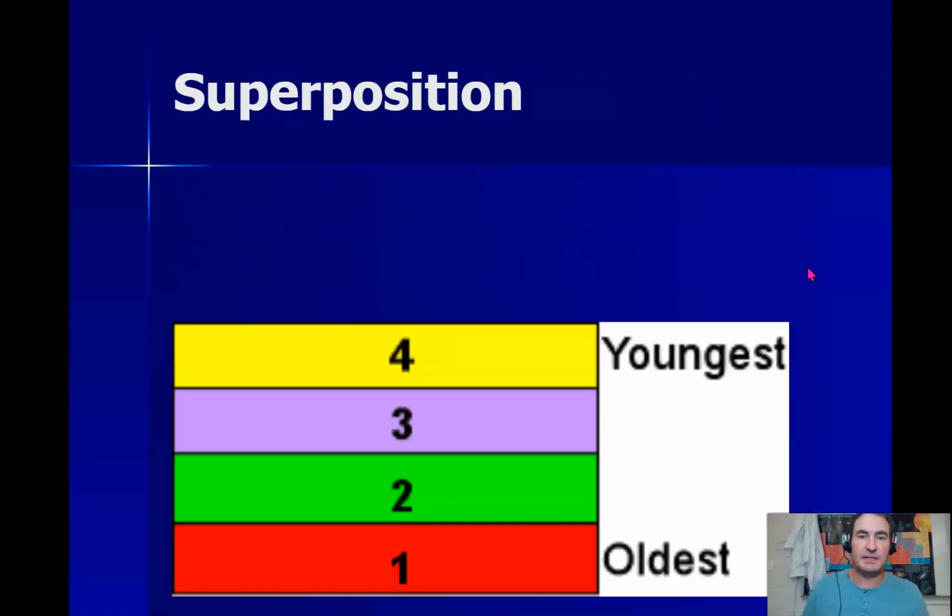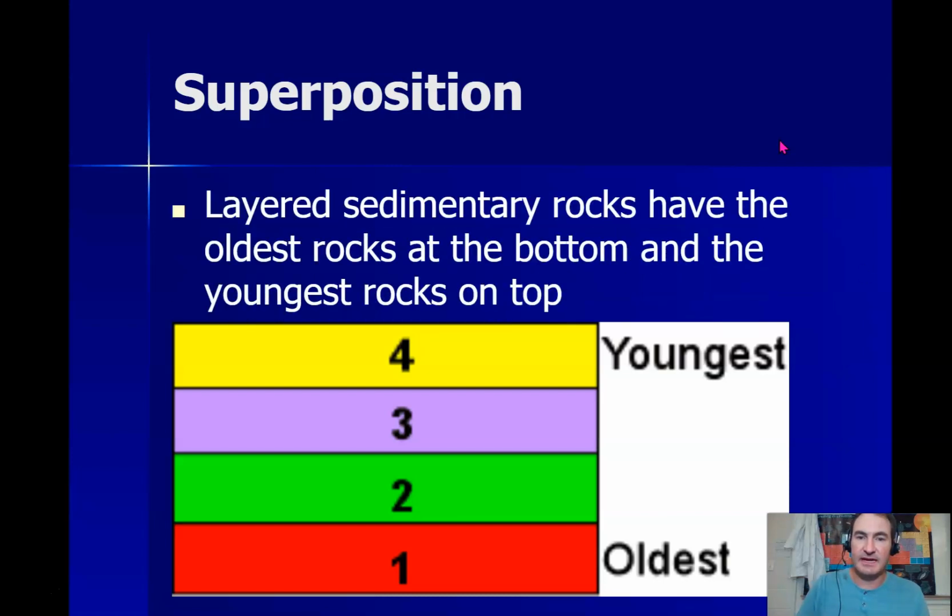The next one is the law of superposition. Superposition just refers to a very simple idea that in multiple layers of rock, our oldest rocks are going to be on the bottom and our youngest rocks are going to be on top. That makes sense, right? This is not anything that's mind-blowing. As sediments get laid down or lava comes out or whatever, they get laid down one on top of the other. So we get an older layer on the bottom, and as we go more towards the surface, we're going to get younger and younger.